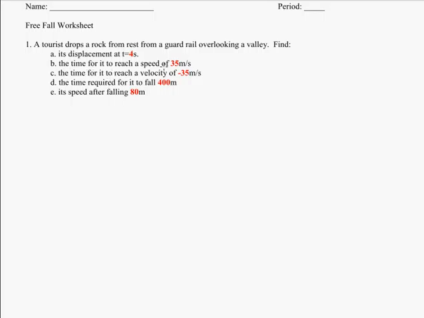Find the time it takes to reach a speed of 35 meters per second. The time for it to reach a velocity of negative 35 meters per second, the time required for it to fall 400 meters, its speed after falling 80 meters.